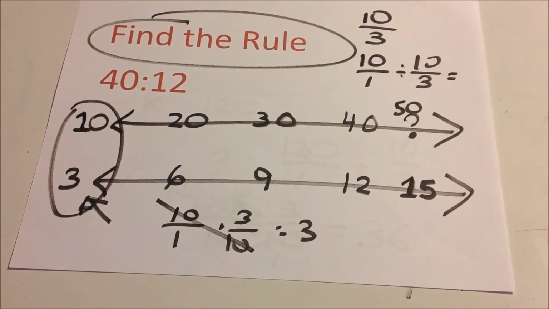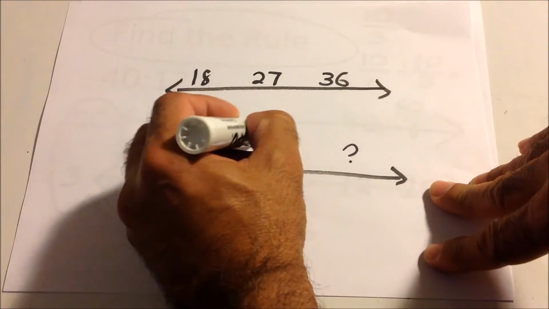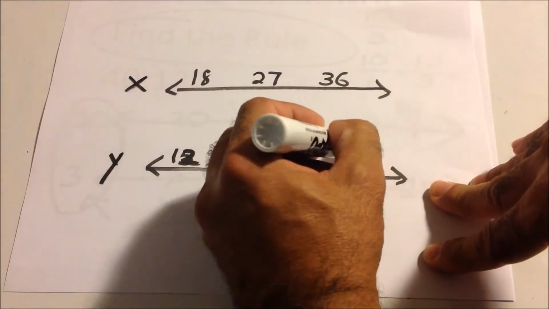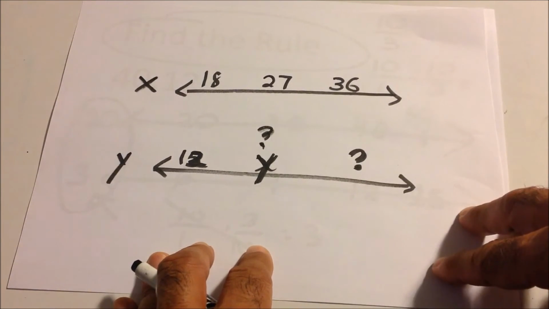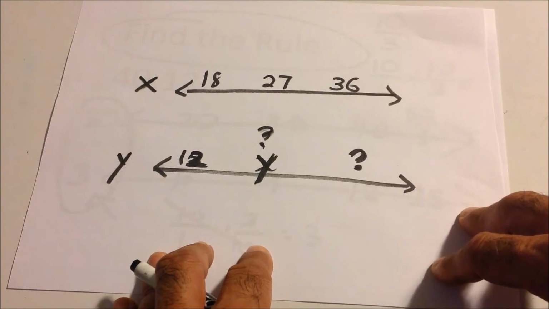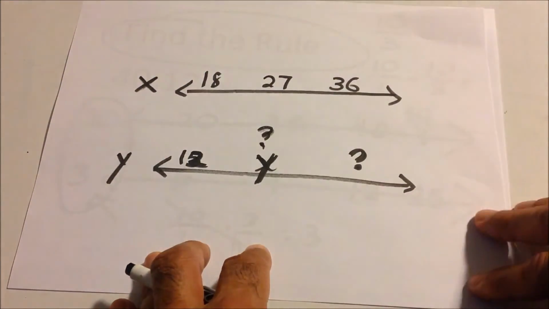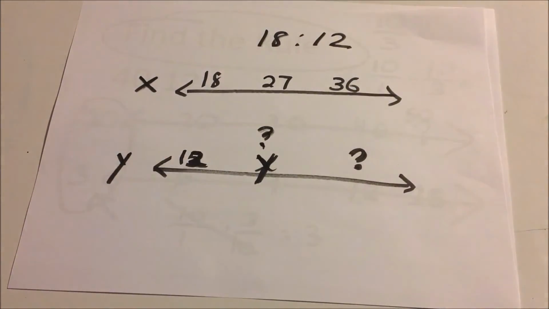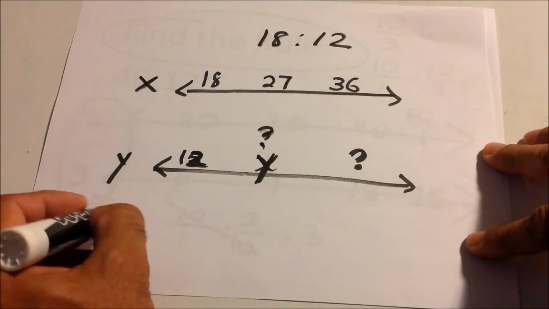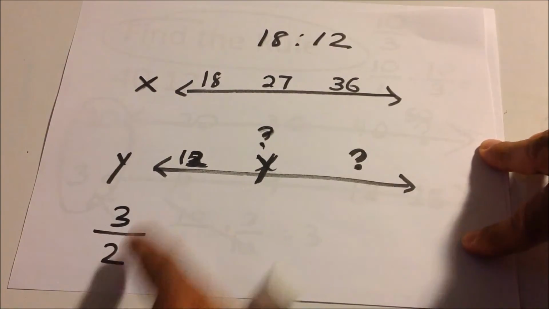Let me give you one more example. Okay, so what if I gave you this? So here we have two missing numbers on the y. This is the x, that's the y. First thing you need to do is find the rule. And to find the rule, you need what? The lowest ratio in lowest terms. So you have to put 18 over 12 in lowest terms. And what do you get? The lowest ratio is 3 over 2. That's the lowest ratio. So let's see if it works.